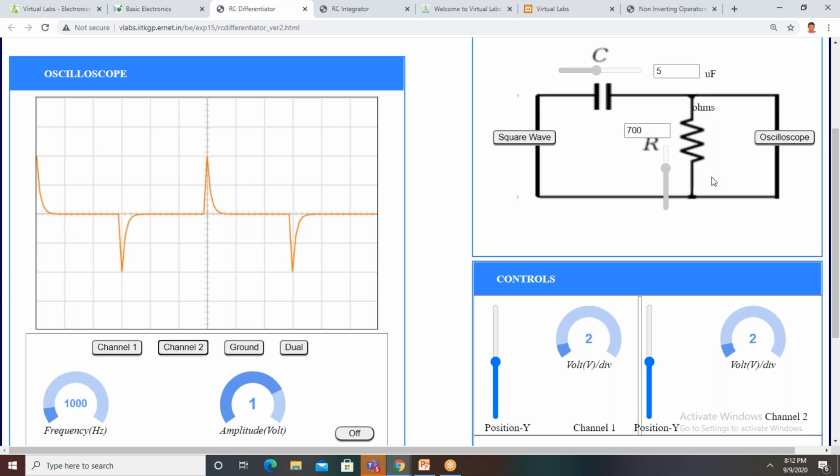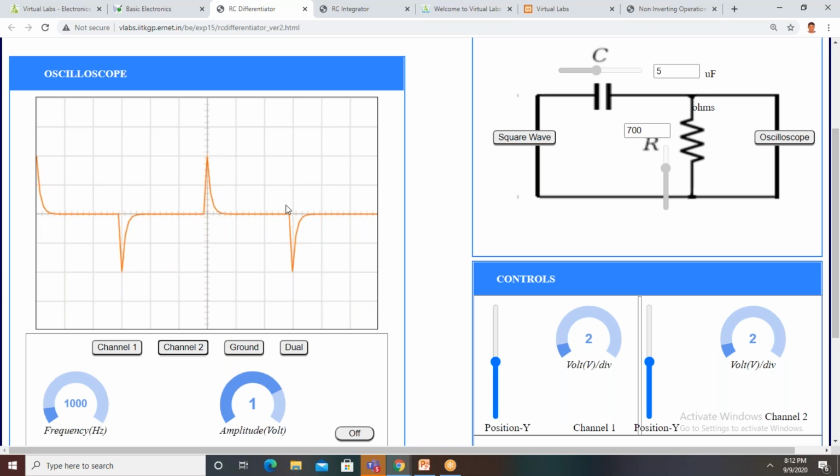So like that, by varying the resistance value, here also we can verify three conditions. When RC is far less than T, this is the condition. When RC is far greater than T, what will happen? When RC is approximately equal to T, what will happen? T is nothing but the time period of the square wave. RC is also the time constant tau.